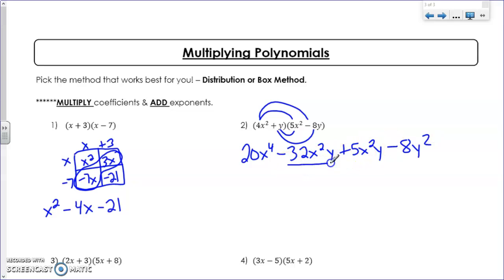And then my like terms are here in the middle. Just be careful and make sure you add your exponents there. Negative 32 plus 5 is negative 27x squared y. And then when you combine like terms, your exponents don't change. So don't forget when they change and when they don't change. Okay, any questions there?